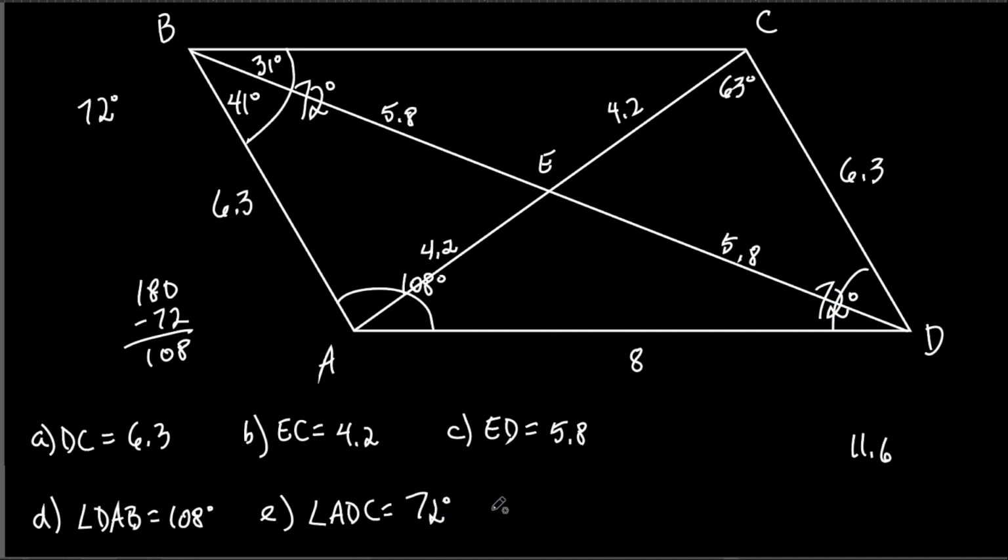One more, and then I'll let you go. DAC. That's this little one right here. What's that going to be? No, it's not going to be 63, because watch. This is 63, then this one right here is 63, and this is going to be 108 minus 63, and that's 45 degrees.